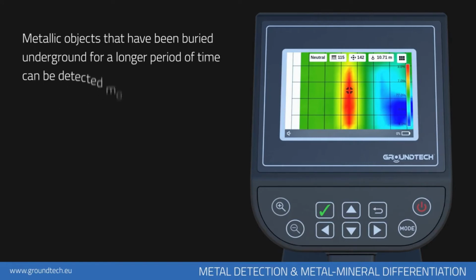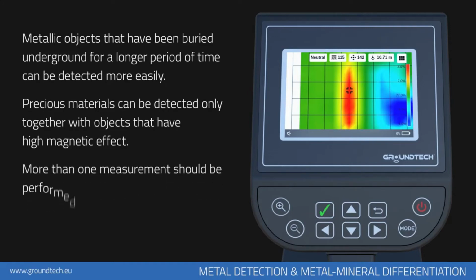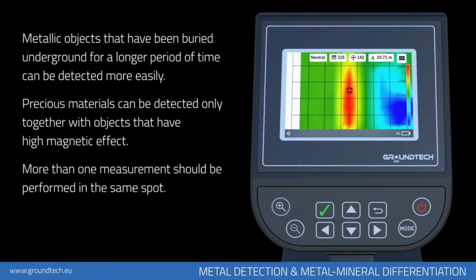Metallic objects that have been buried underground for a longer period of time can be detected more easily. Precious materials such as gold or silver can be detected only if they were buried together with objects that have high magnetic effect. In order to see whether the data represents a real object or not, more than one measurement should be performed in the same spot, and all of them should result similarly.